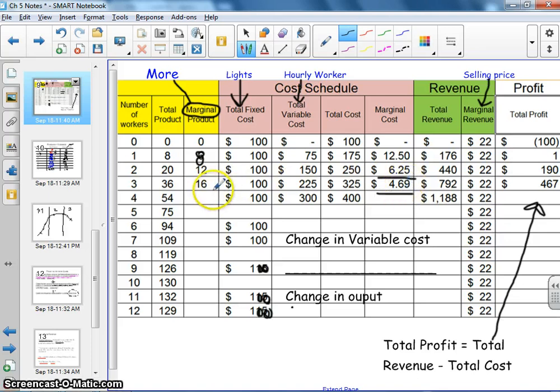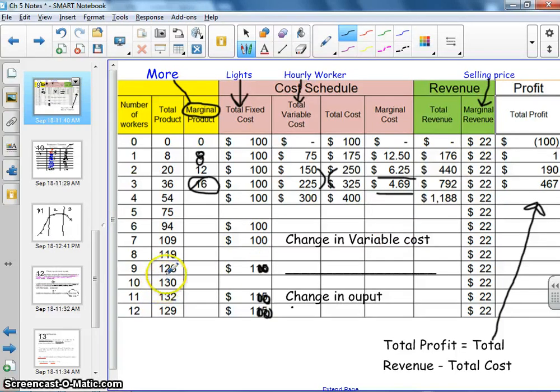Each new product we're producing, the change in cost, is compared to how much more we are getting. So in this example, $75 is always going to be on the top part of the fraction. The marginal product number, how much more we are getting, is going to be on the bottom part of the fraction. That's going to give us a number.